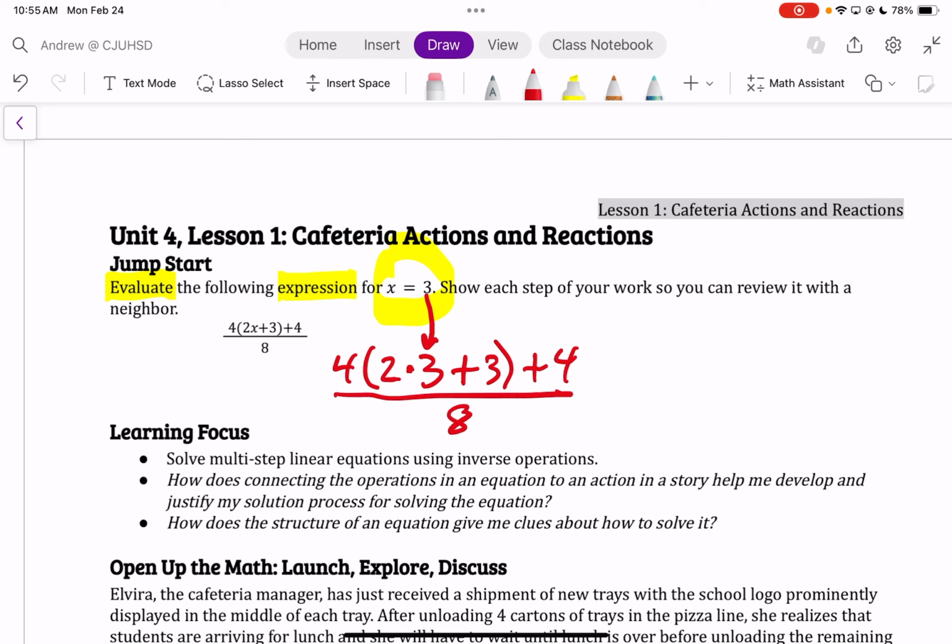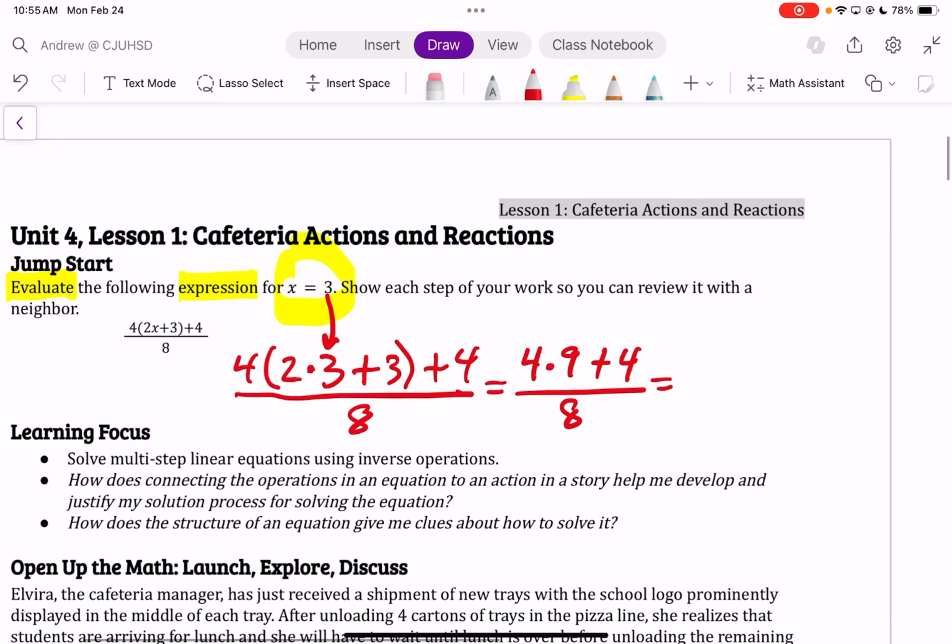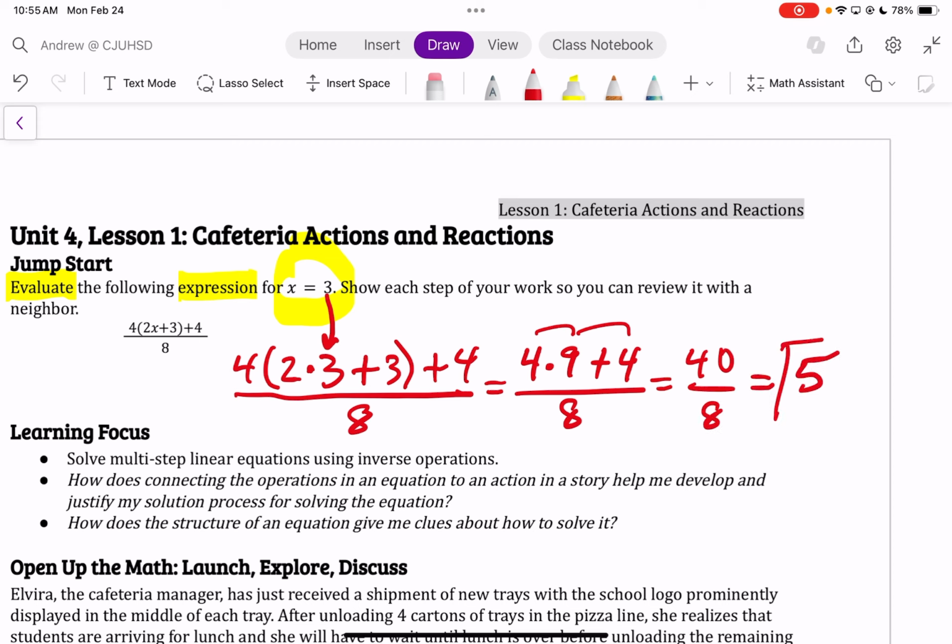So the order of operations says, let's look inside that parentheses first. So 4 is going to repeat, and then inside parentheses we have 2 times 3, and that's 6. And 6 and 3 is 9. So it's 4 times 9 plus another 4 divided by 8. Now we have to do everything on top of the fraction first before we divide by 8. So that's 4 times 9 right here, that's 36, plus another 4, total of 40 divided by 8, and now we can get the answer as 5. So that is not equation solving, that is evaluation by substitution.